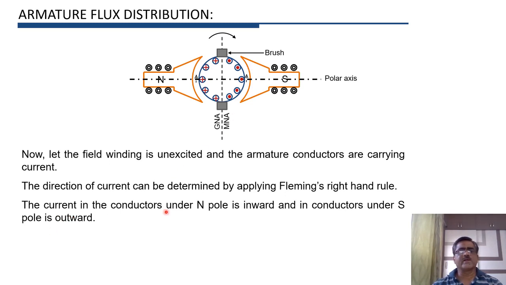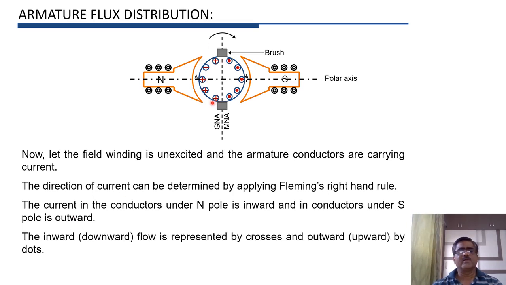So the current in the conductors under N pole is shown by cross, and current in the conductors under south pole is shown by a dot, because the inward or downward current is represented by crosses, and outward or upward current is represented by dots. So here the current is inward and here the current is outward.